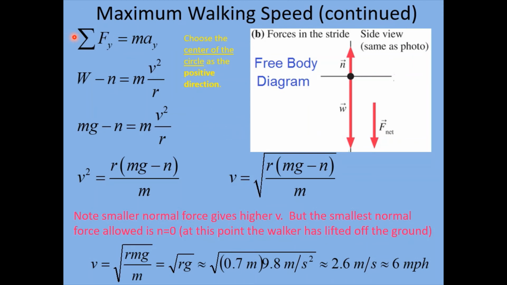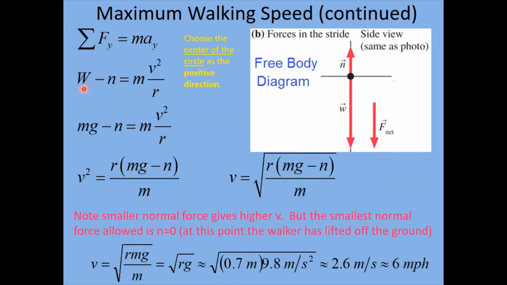So let's apply Newton's second law to this walking situation. Again, we're going to choose the center of the circle as the positive direction. Remember, this is our free body diagram. The center of the circle was down, where her foot was placed against the ground. So W, the weight, will be our positive force, and the normal force, since it's pointing up away from the center of the circle, will be negative. So our net force towards the center of the circle is weight minus the normal force, and that's equal to m times the centripetal acceleration, which is v squared over r.